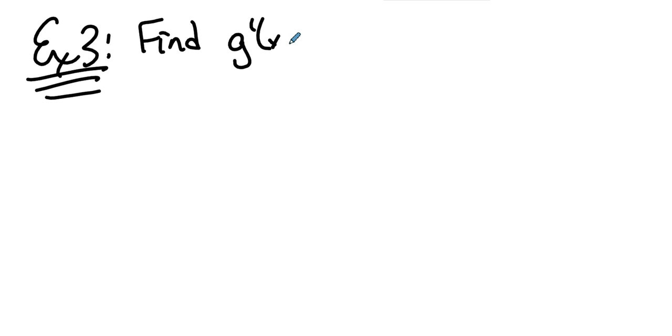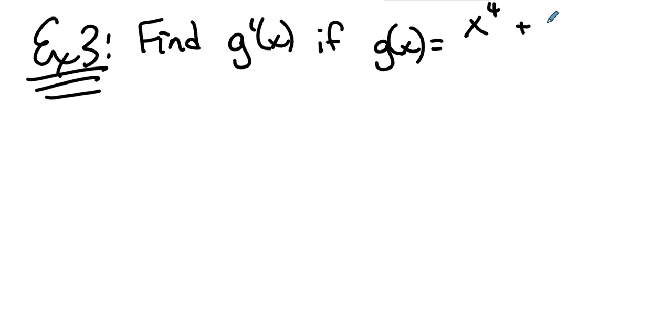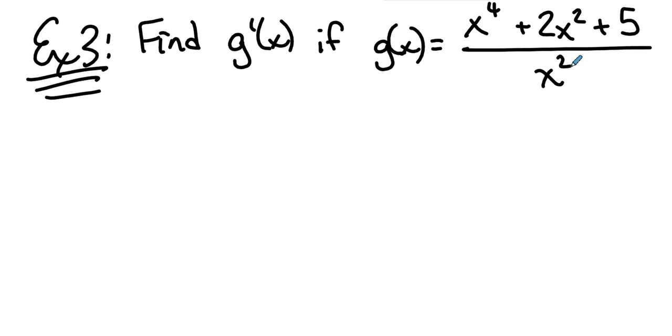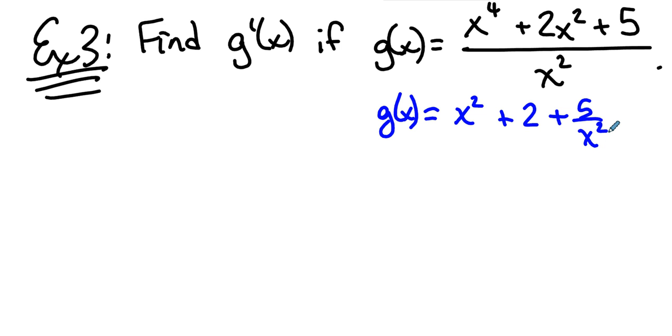Find g prime of x if g of x is x to the fourth plus 2x squared plus 5 over x squared. And you're thinking, come on, Rooter, we don't know how to find derivatives of quotients yet. That's not coming up till next week. I agree. But I think we can do this because this is a sum over a single denominator. So before we do any calculus, we can do a little bit of algebra. That's x squared, that's 2, that's 5 over x squared.